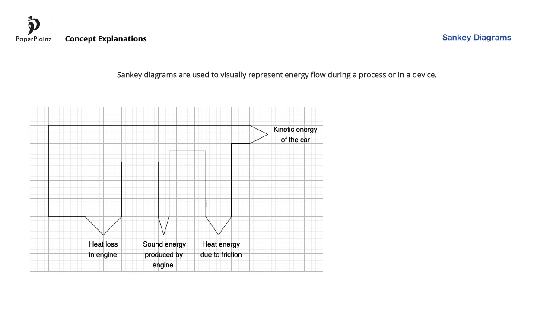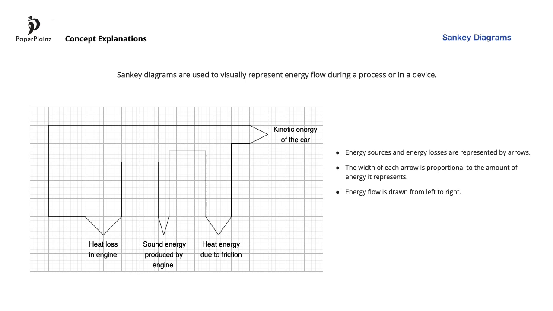Let's see a few general points about Sankey diagrams. On these diagrams, energy sources and energy losses are represented by arrows. The diagrams are drawn to scale, which means that the width of each arrow is proportional to the amount of energy it represents. Energy flow is drawn from left to right, and energy loss is represented by arrows that move towards the bottom or the top of the diagram. You can easily observe these four features on our example diagram.